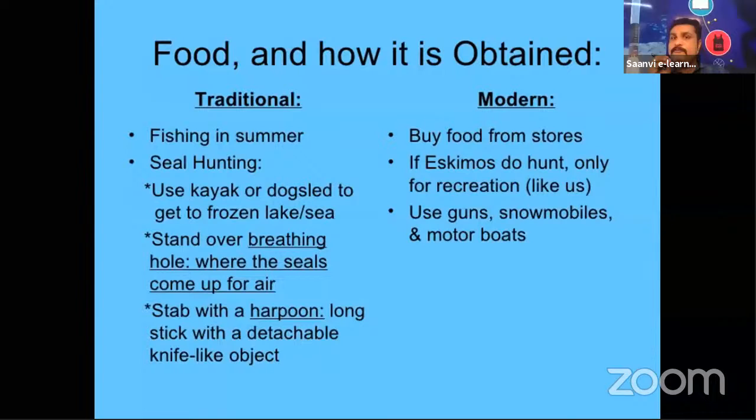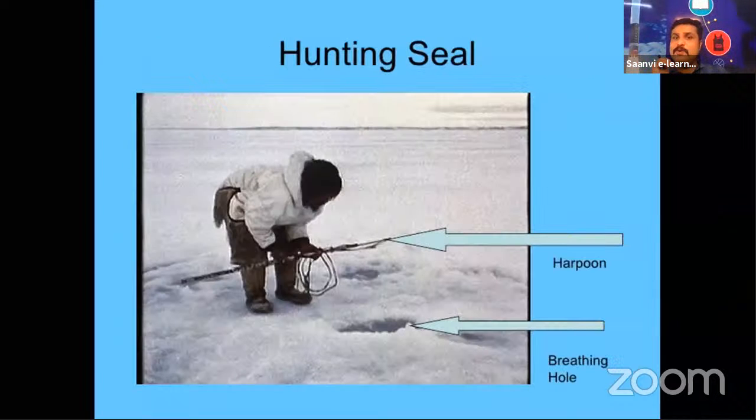If Eskimos do hunt only for recreation like us, when we need very limited hunting, you can see, and use guns, snowmobiles, and motorboats nowadays. See here, olden days hunting seal, what they do, they have a stick, harpoon we call for that. And when the seal come up for breathing, you know, fishes come up for breathing sometime. When they come up, they hit with this harpoon and catch that. This is the traditional way of hunting seal. Nowadays, situation changed. They have a small shop, gun they have started using. Some of the vehicle they started riding.